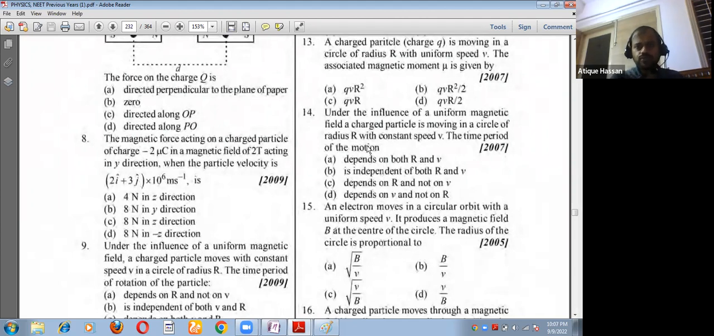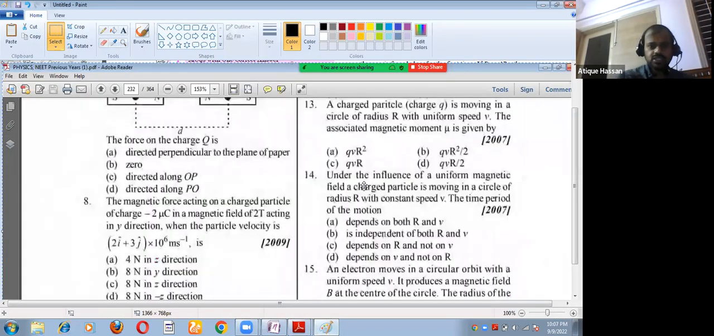See question number 14, very easy. So all of you see question number 14. All of you can answer this, I think. It's NEET 2007.